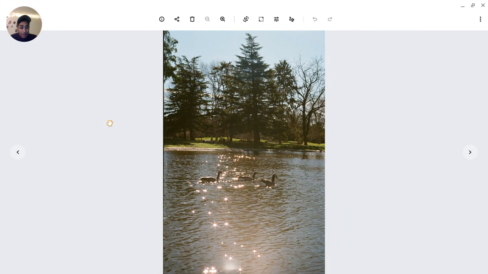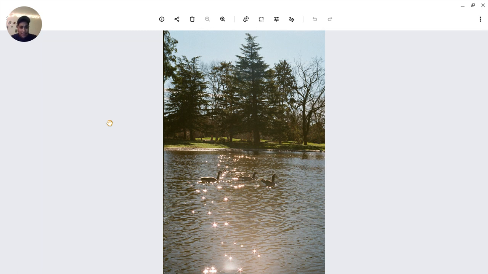So yeah, this is great composition. I could have waited a little bit for the ducks to move, and kind of do parallel to the geese, but this is what I captured. So composition could be improved, but overall I think it's decent.